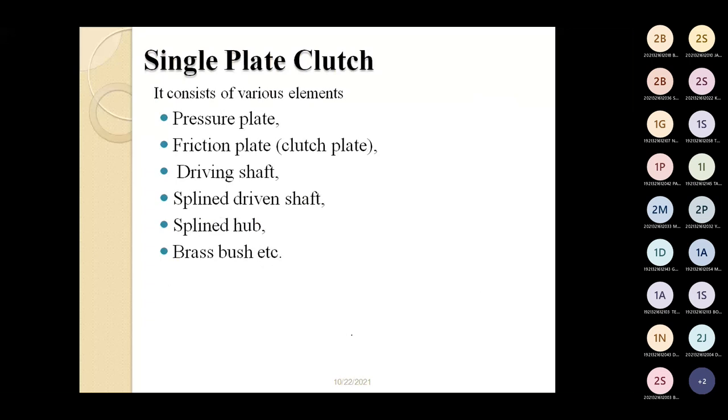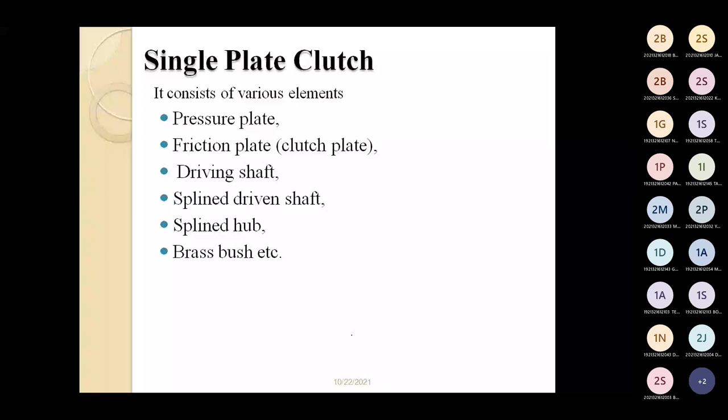Now today we'll see the single plate clutch. There are different types of clutches like the single plate clutch, multi-plate clutch, cone clutch, and centrifugal clutch. Out of that, today we are going to study the single plate clutch. Various parts are there for the single plate clutch, like the pressure plate, friction plate or clutch plate, driving shaft, driven shaft, hub, bushes, springs, torsion springs, etc.